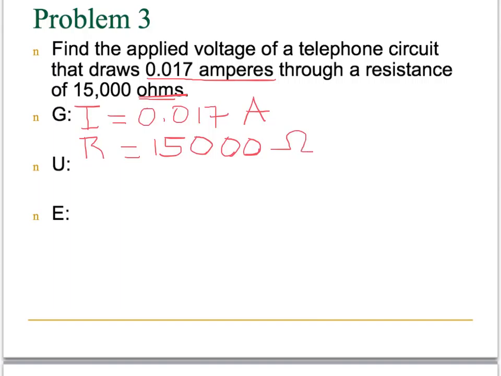It says here that we are to find the voltage. So we're actually looking for V. So what equation are we going to use? The equation is simply the original form of Ohm's law, which is V is equal to I multiplied by R.